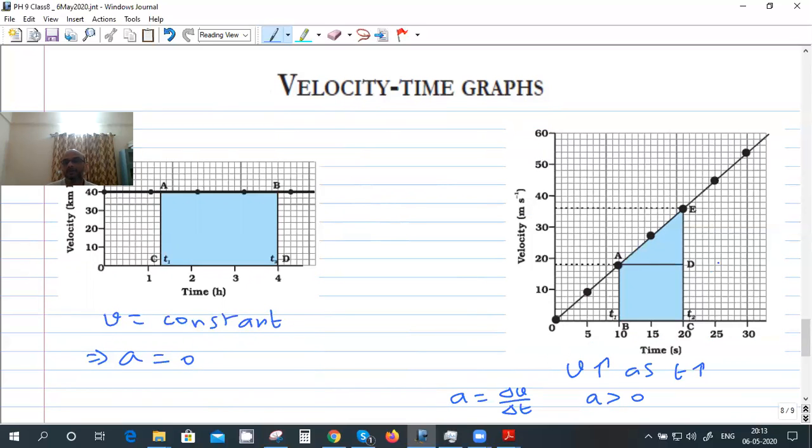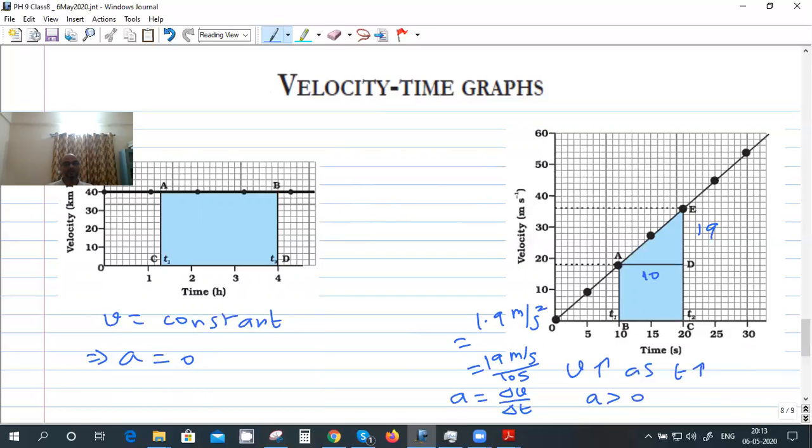To get the value, you can choose these two points, A and D. And what is this velocity difference? I'll put an approximate value: 38 minus 19, approximately 19 meter per second. And time is exactly 10 seconds. So acceleration is 19 meter per second divided by 10 seconds, which is 1.9 meter per second square.